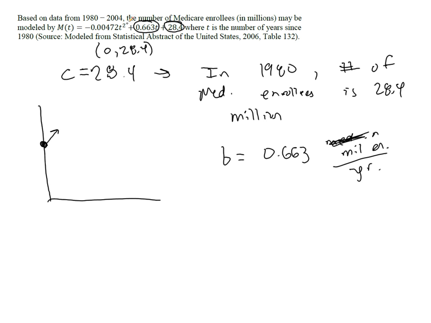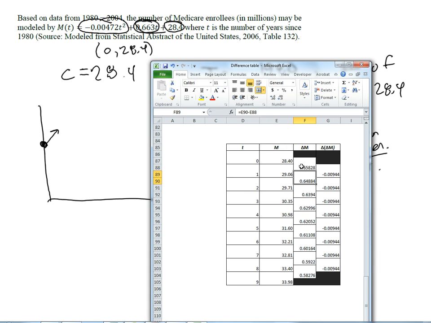Now, it's not always the rate of change, because we have this term contributing negatively to the linear component here, the 0.663t plus 28.4. That's a linear function, but we have this term here. So we start to build out our change table, and we notice, hey, look at the changes. The rate of change is actually getting smaller. The Medicare enrollees are increasing, but at a slower and slower rate.